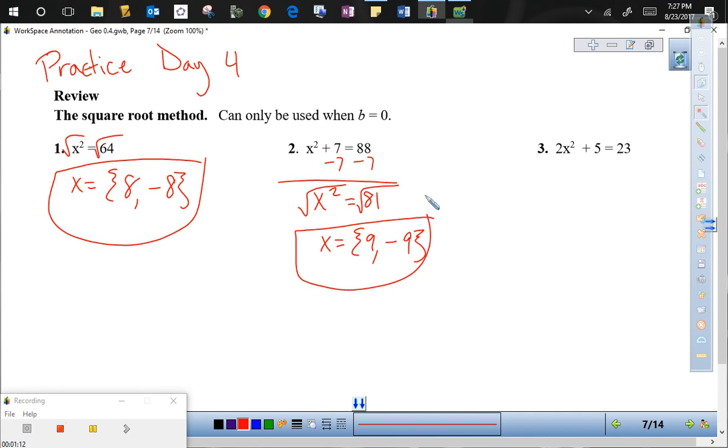Okay, one more step on number 3. We have to subtract 5 over, and we get an 18 there, but we also need to then divide by 2. So x squared equals 9, square root of both sides, x equals 3 and negative 3.